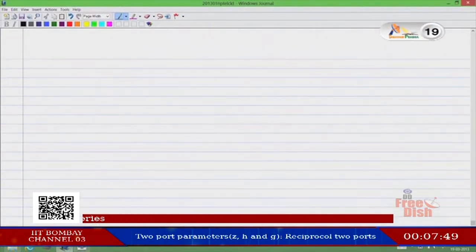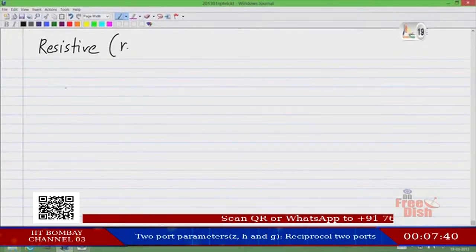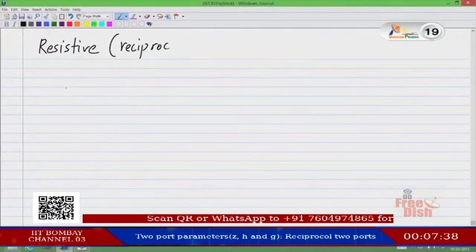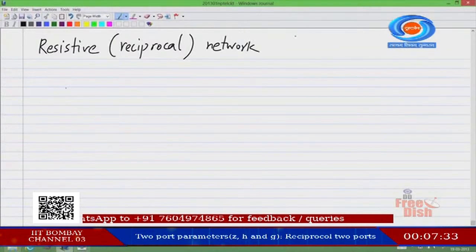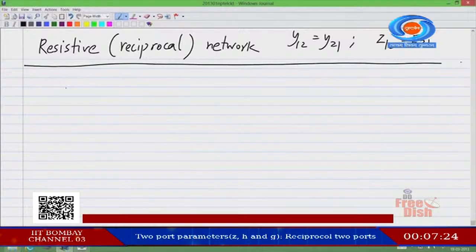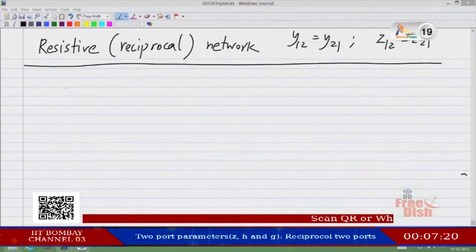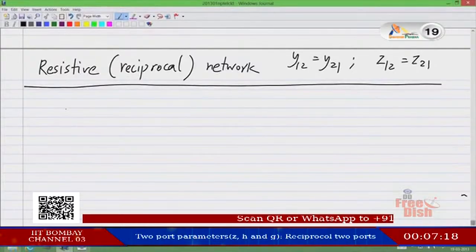Now finally, we know that for a resistive network which is reciprocal, we saw that Y12 and Y21 are the same and Z12 and Z21 are the same. Now is there any such relationship for H parameters or G parameters?